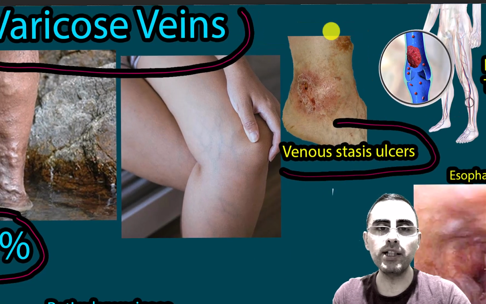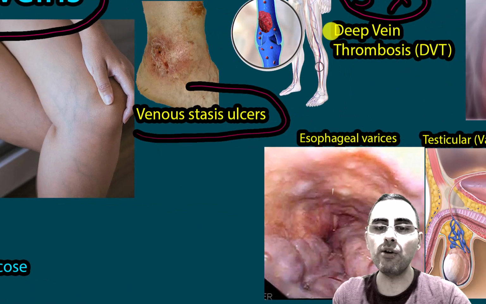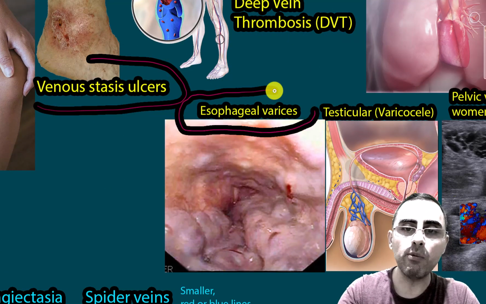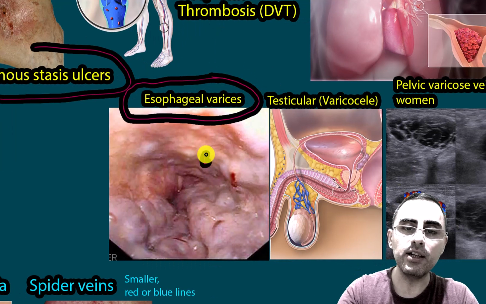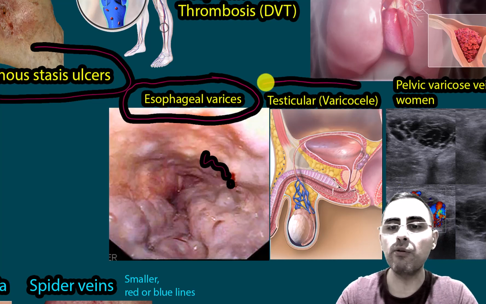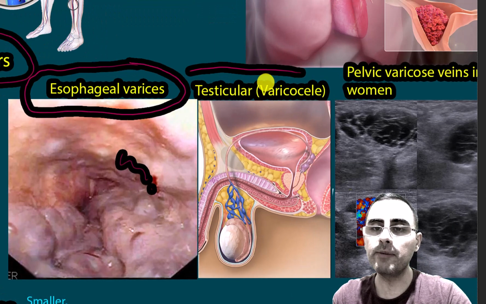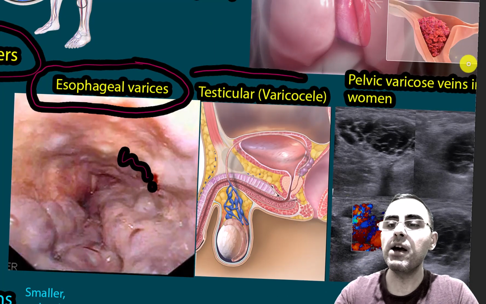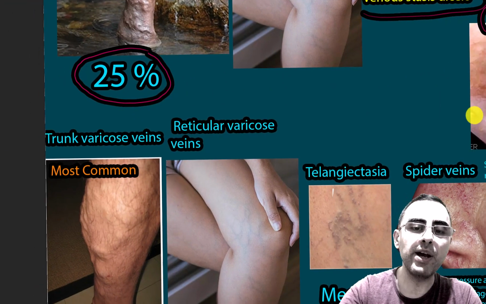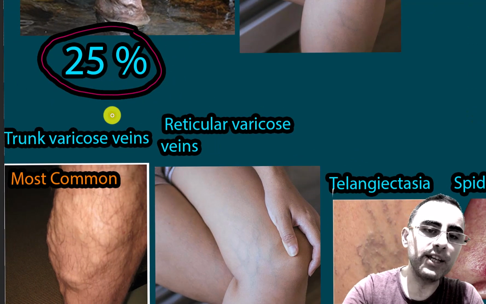Varicose veins usually develop on the legs, so on the lower extremities, but they can also develop on the esophagus, which is called esophageal varices. You can see it in the image. Also in the testicular region, which is called varicocele, and in the uterus in women, which is called pelvic varicose veins in women. We focus on varicose veins on the legs, and we have 3 types of varicose veins.